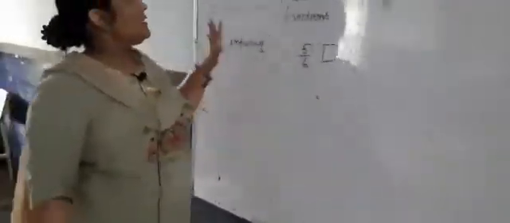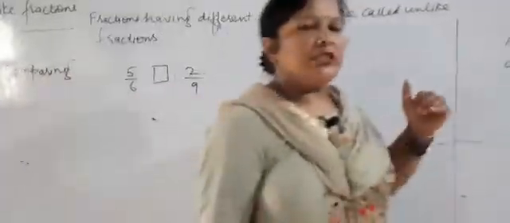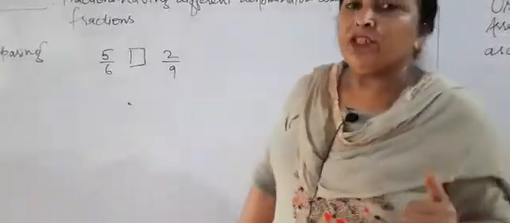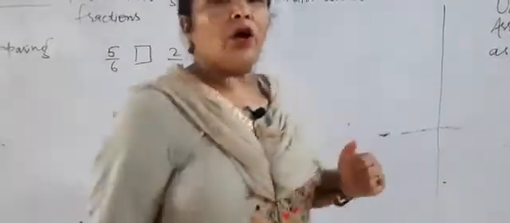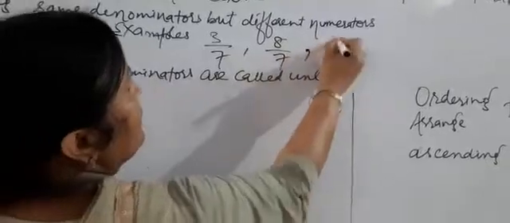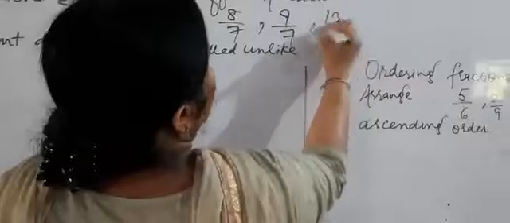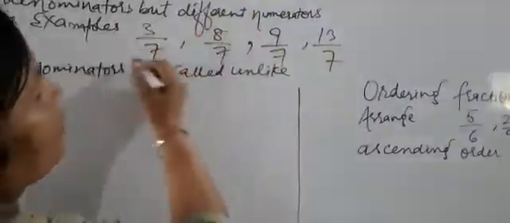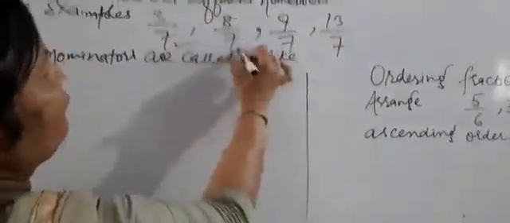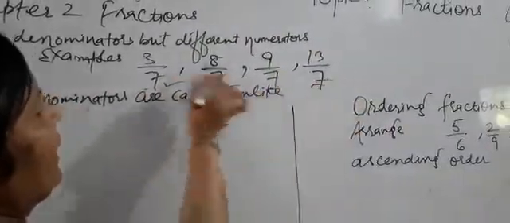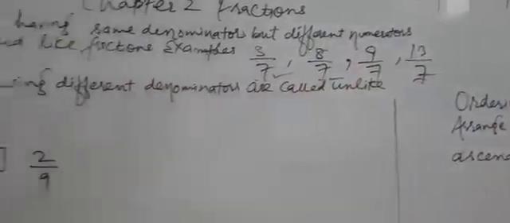Okay. Today we are going to discuss like fractions and unlike fractions. What are like fractions? The fractions having the same denominator are called like fractions. जैसे example लेंगे आप 3 upon 7, 8 upon 7, 9 upon 7, 13 upon 7. In all these 4 fractions, the denominator is the same, and these types of fractions are called like fractions.